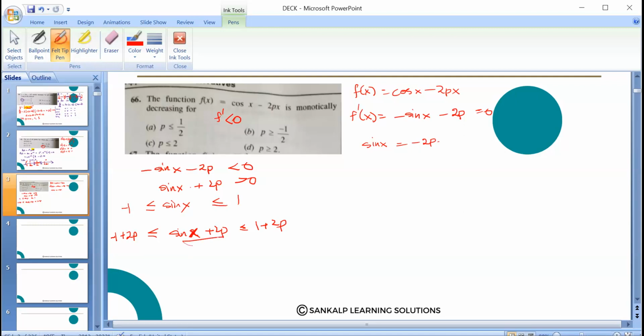But because sin x plus 2p has to be greater than 0, 1 plus 2p also must be greater than 0. 2p must be greater than -1. P must be greater than -1 by 2. So option B is correct.